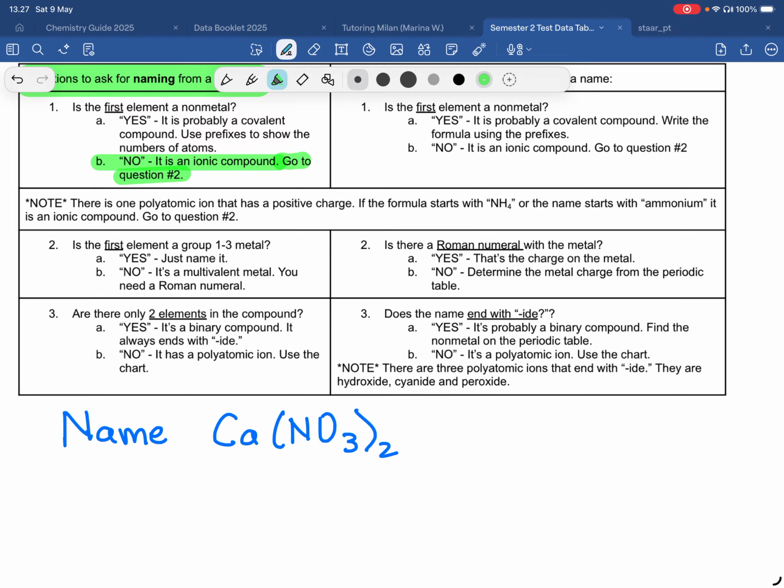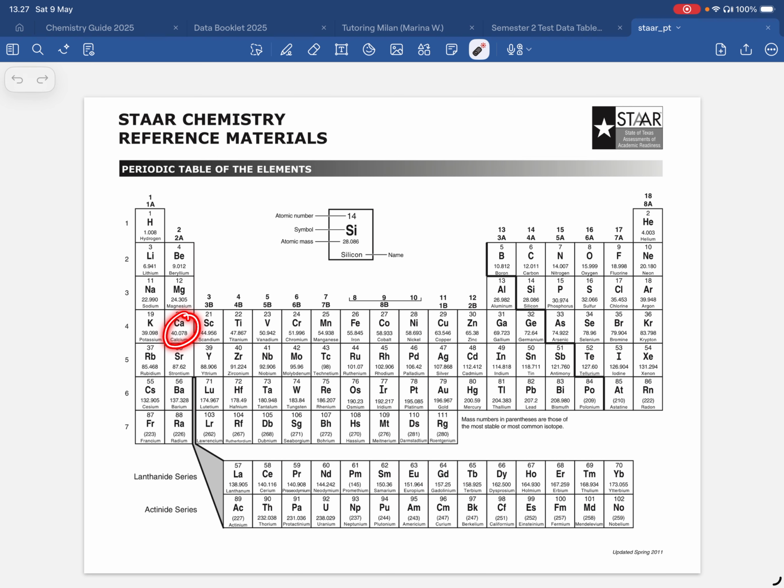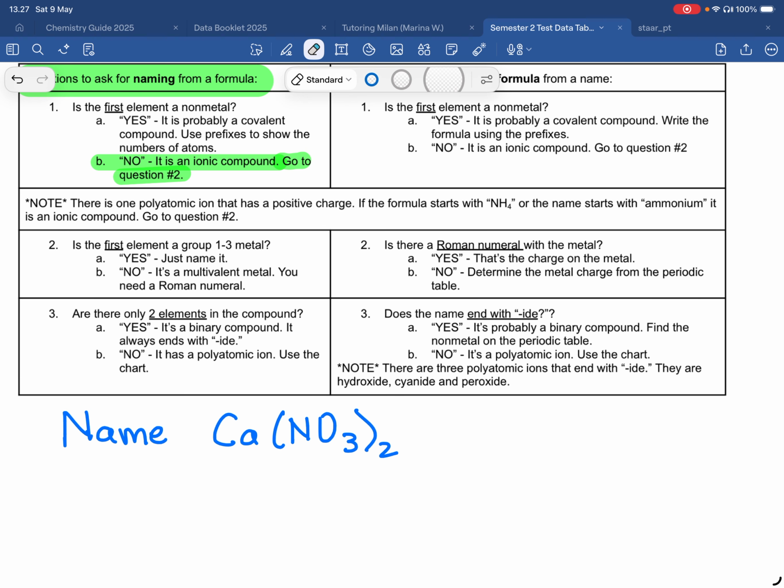Second question, is the first element a group 1 through 3 metal? Well, this is calcium, this is group 1, this is group 2, this is group 3, so the answer to that clearly is yes. It is a 1 through 3 metal. Yes, just name it. What that means is just take that particular symbol and write whatever the name is for that thing. So calcium. Then we go on to question 3.